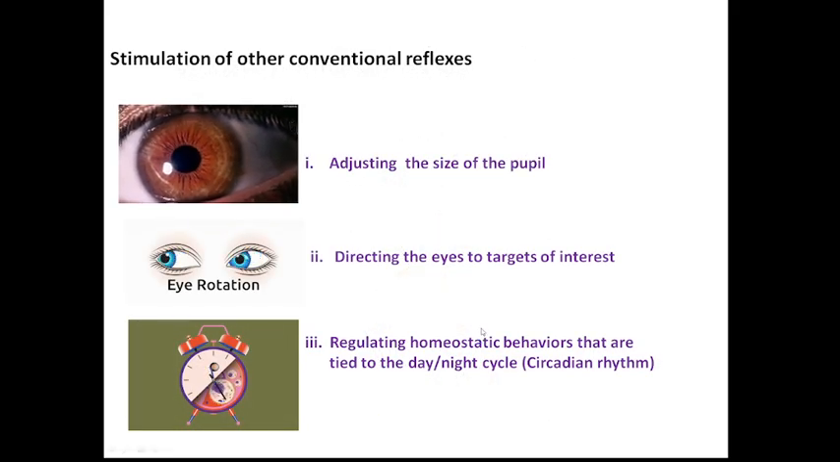Other than transmission of visual information, the visual pathway is also responsible for sending information to specialized regions of the brain for adjusting the size of the pupil, for directing the eyes towards targets of interest, and regulating homeostatic behavior tied to the day and night cycle, which is called circadian rhythm. So other than visual perception, it also helps in adjusting the size of the pupils, movements of the eyeballs, and regulating the circadian rhythm.